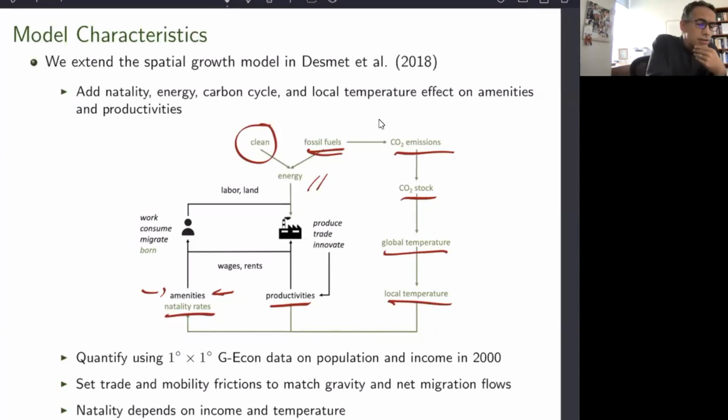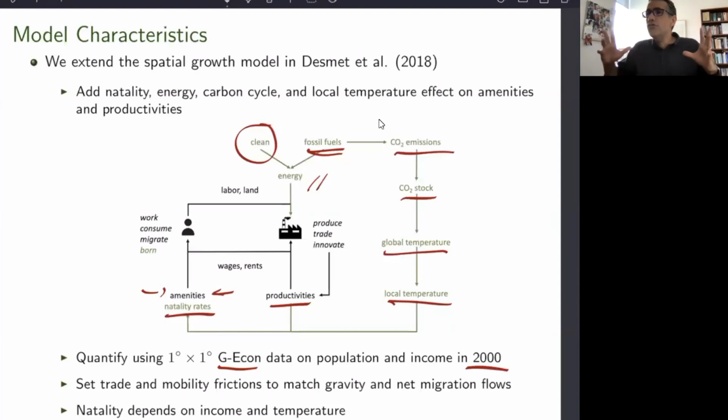The baseline year is going to be year 2000, because that's the first year where we have, or well, it's actually the second cross-section for which we have these GECON data at this level of resolution that Nordhaus has put together. And as is standard in these models, you can take the model, take data on income and population at the cell level.